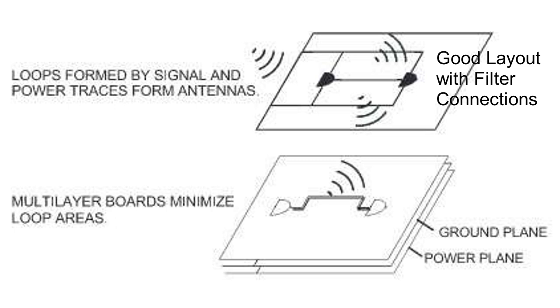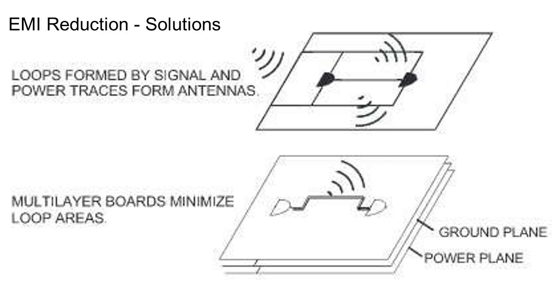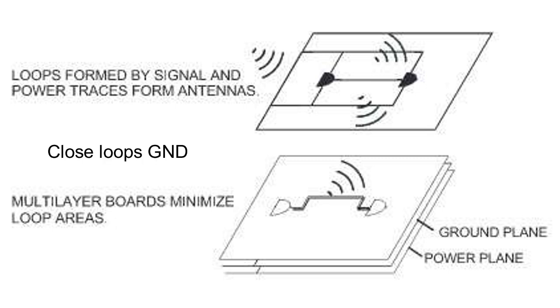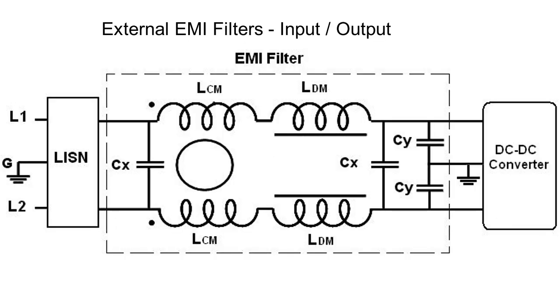EMI reduction solutions. Avoid circuit path runs in large loops, which will act as antennas. Keep the power conductors in close proximity, which will minimize the loop area and keep radiated emissions down as well. An external input and/or output filter may also be needed.